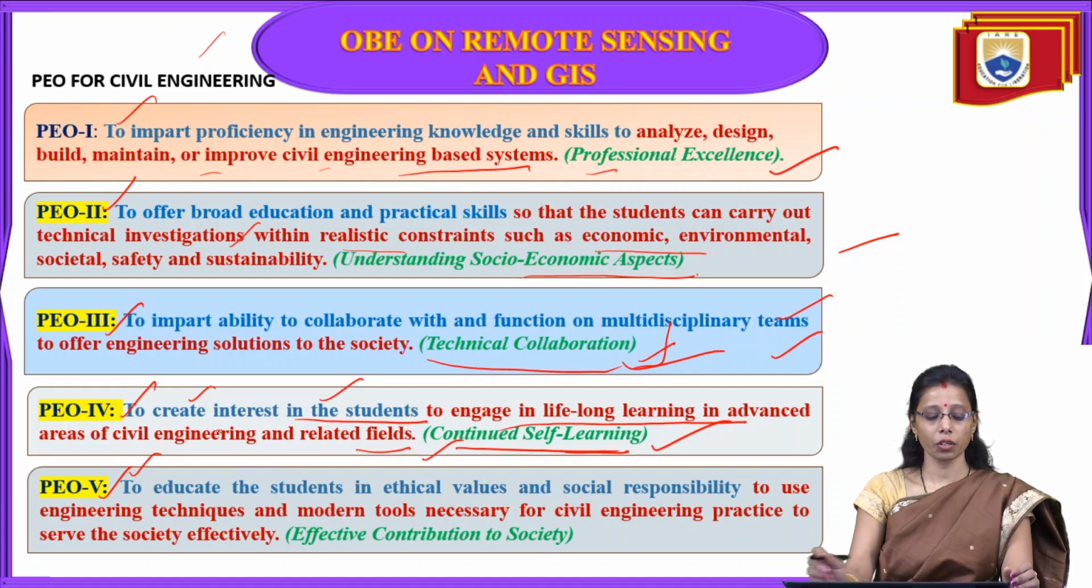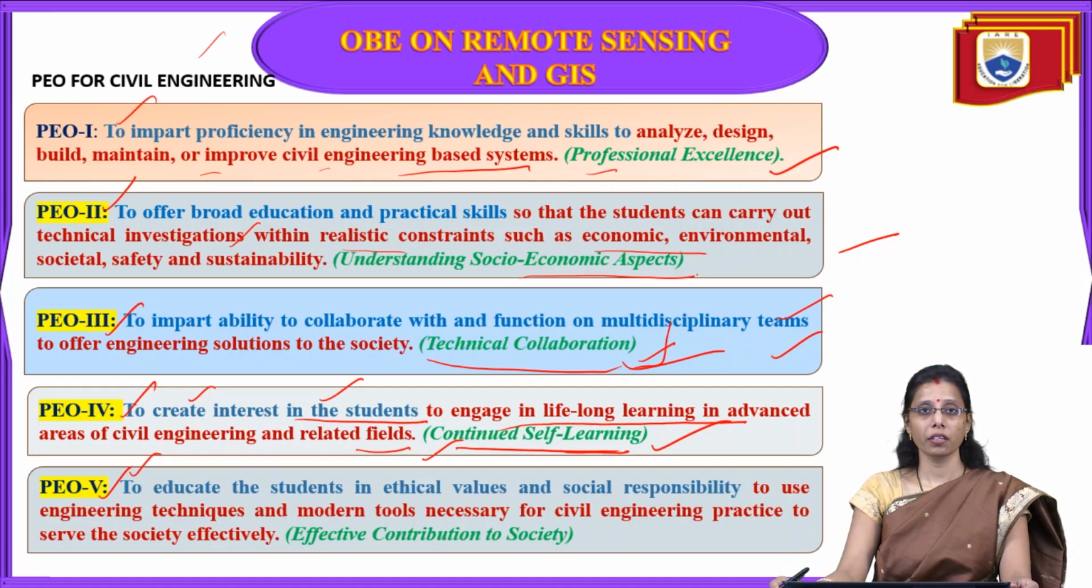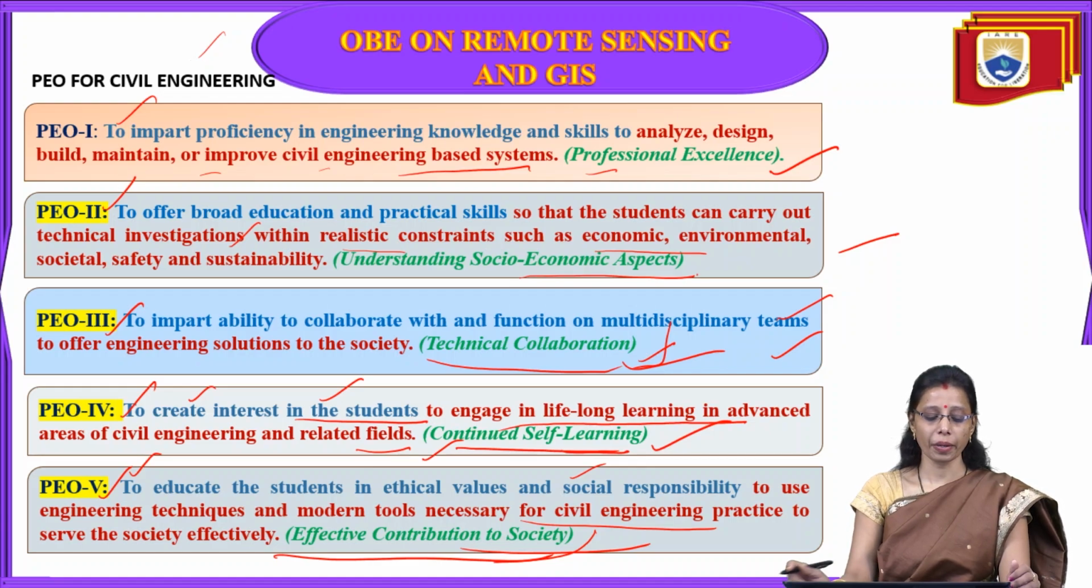Now coming to PO5. So what is PO5 here? It is to educate the students in ethical values and social responsibilities, to use the engineering techniques and modern tools necessary for civil engineering practice to serve the society. The base here is effective contribution to the society. So we are going to educate the students and give them ethical values and responsibilities. This is the main aim here, and the base is effective contribution to the society.